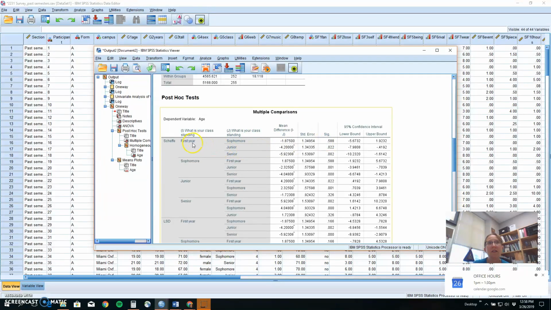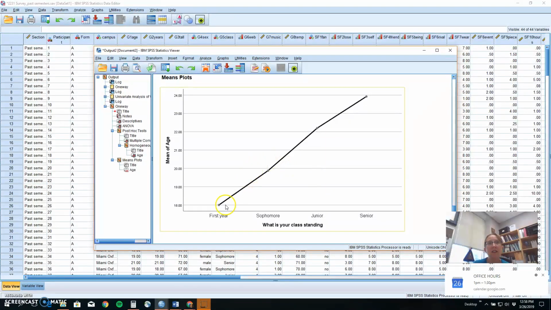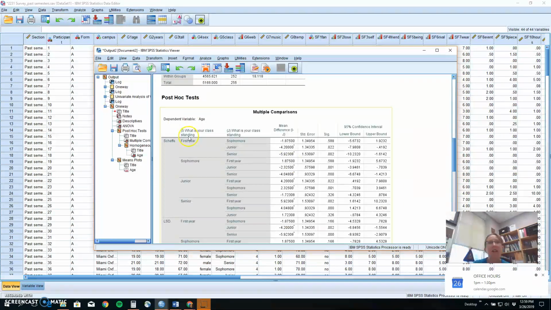In this case, first years and sophomores did not significantly differ. These two groups were about the same age. However, our first years were different from the juniors, that's significant, and from the seniors, that's significant. Then we go on down the list.